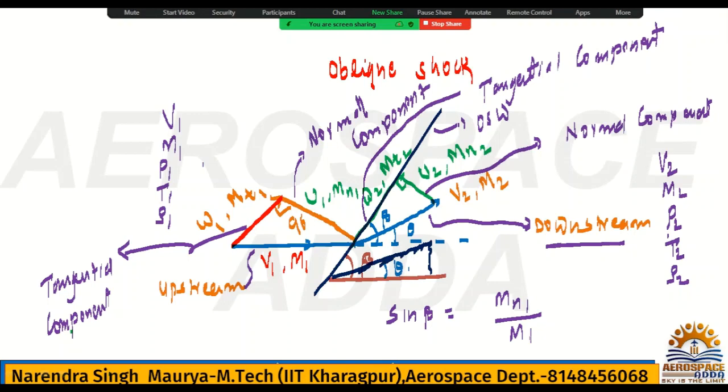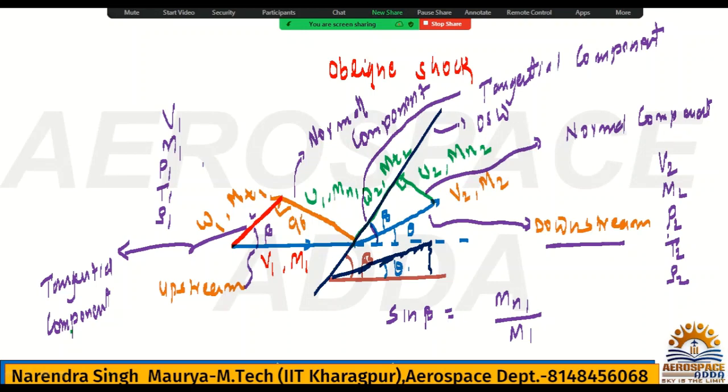Yes or no? Why? Because if you check the angle from the horizontal, this line and this oblique shock are parallel to each other. So from the horizontal, what is this angle? This is beta. So this will also be beta. So what will be the sine beta?